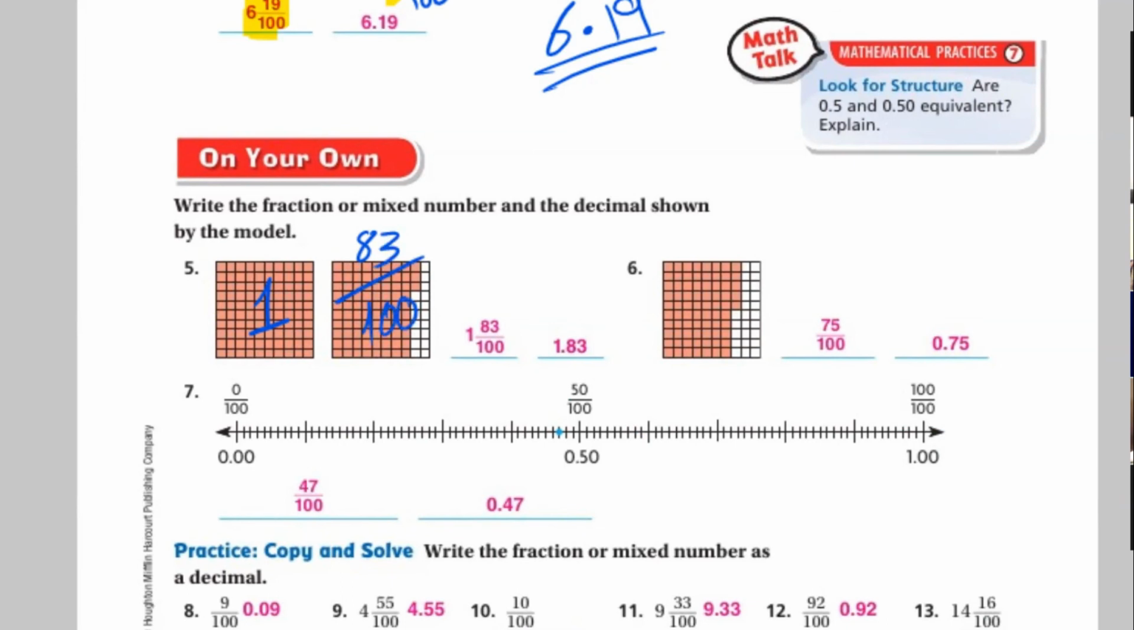Okay, so let's add them together. If we add them together, it will be 1 and 83 over 100, right? Yeah, that's our mixed number. Okay, it's easy. So it will be 1 and 83 over 100.